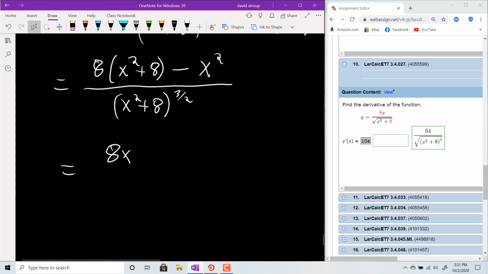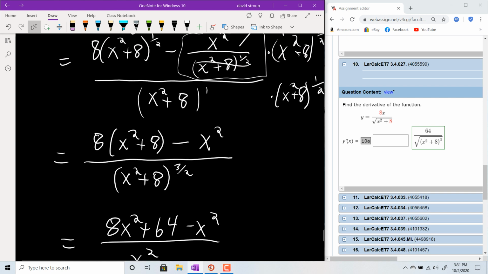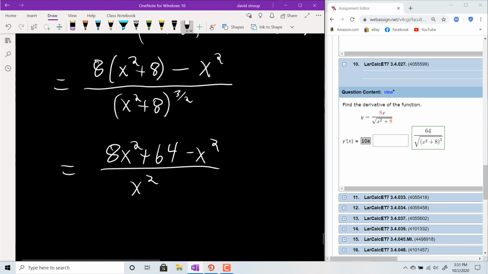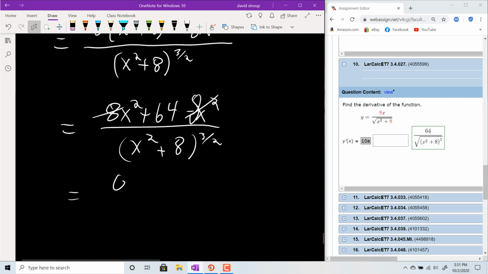So we have 8x squared plus 64 minus x squared all over x. Whoops. I know that's not right because there should be that 8 right there because I know it works out kind of nice. So you can cheat a little because you know this is probably going to work out kind of nice. So x squared plus 8 to the 3/2. And then these will cancel out each other. You just end up with 64 all over x squared plus 8 to the 3/2, and then you're done.